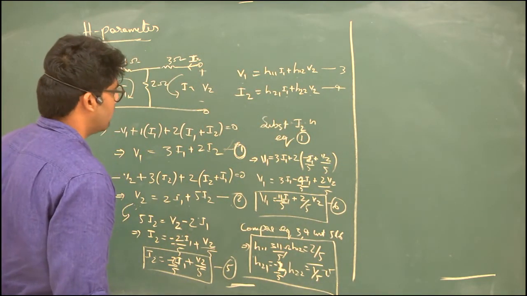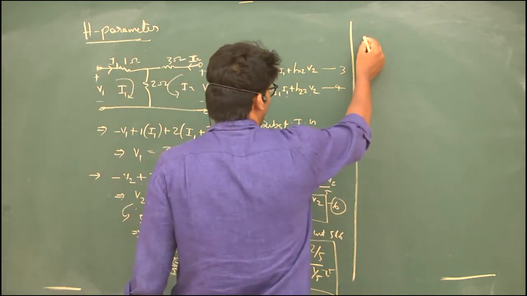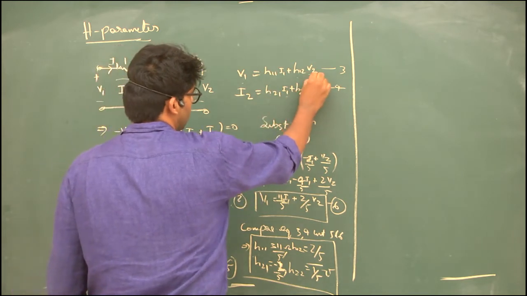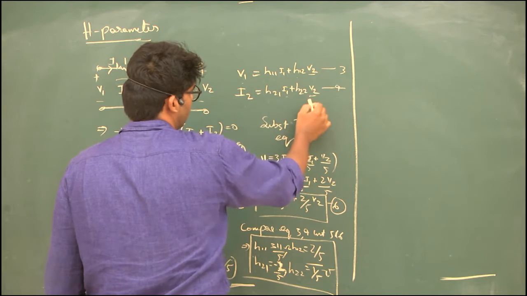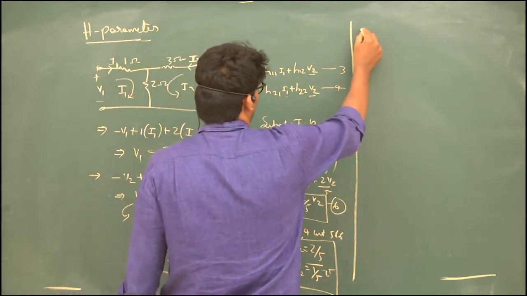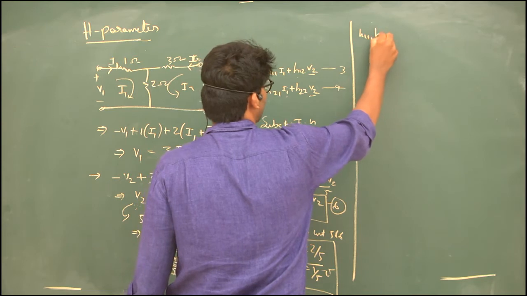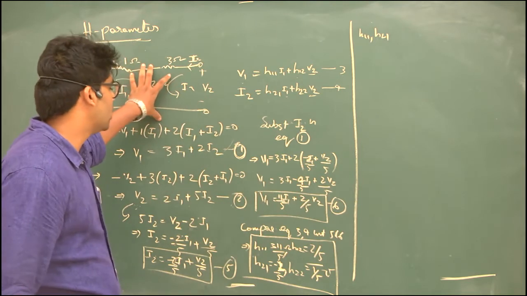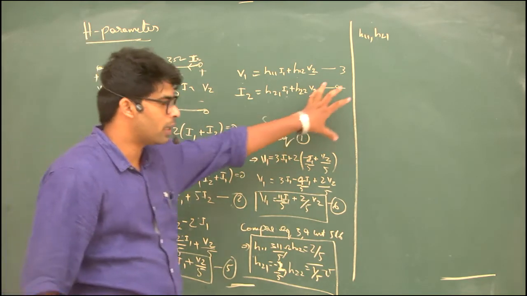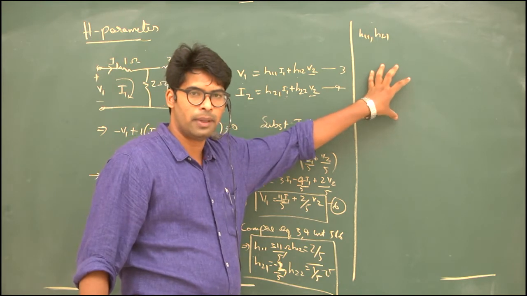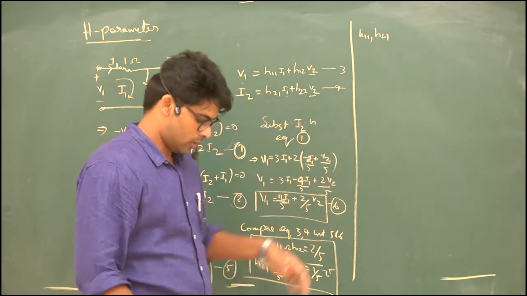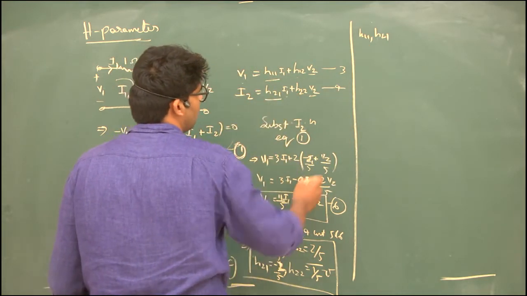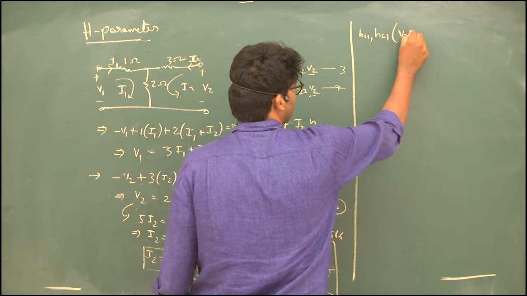How we'll represent that is the main thing here. To find H11 and H21, what we need to do is make V2 equal to 0. This is the actual method you need to follow if simple circuits are given. But if it is a complicated circuit with dependent variables and dependent sources, you need to follow this method. So how will we do this? To get H11 and H21, we have to make V2 equal to 0.